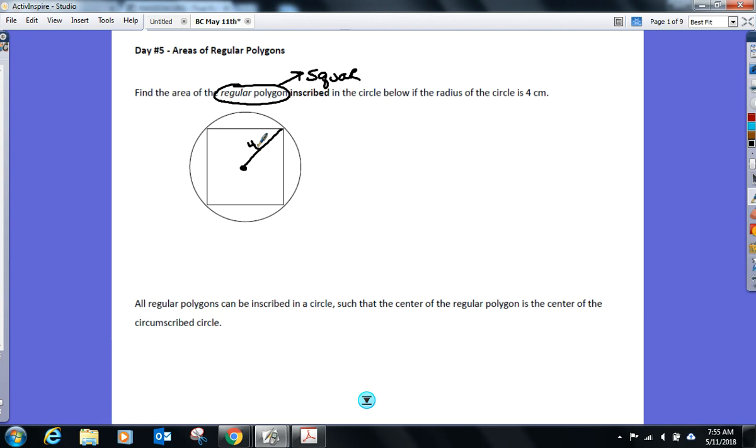What's the area of a square? Length times width. And what do you know about the length and the width of a square? Same. Can you help me find it now? There's multiple ways we could do this. How can you get me to a side of the square?